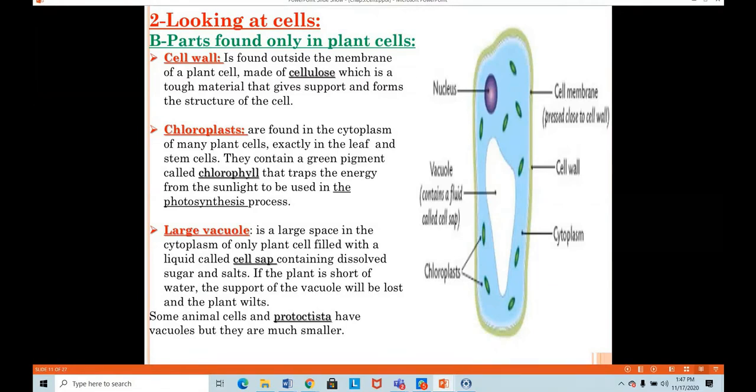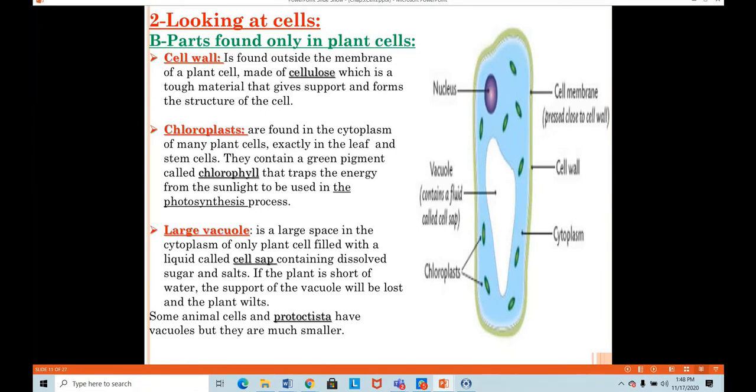It is just like a container. A large vacuole stores plant cell sap. It just stores the food, the cell sap. Okay, it doesn't have to do anything with the energy like the chloroplast or the mitochondria. It is just like a container which stores the cell sap. Clear? Yes. Okay, great.